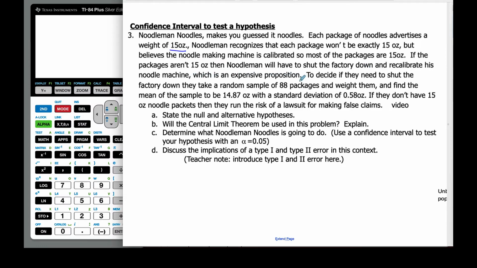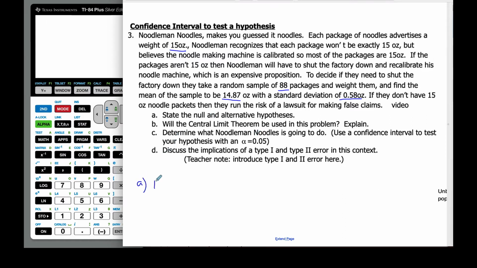To decide if they need to shut the factory down, they take a random sample of 88 packages and weigh them and find that the mean of the samples is 14.87 with a standard deviation of 0.58. If they don't have 15-ounce packages, they run the risk of a lawsuit for making false claims. State the null and alternative hypothesis.